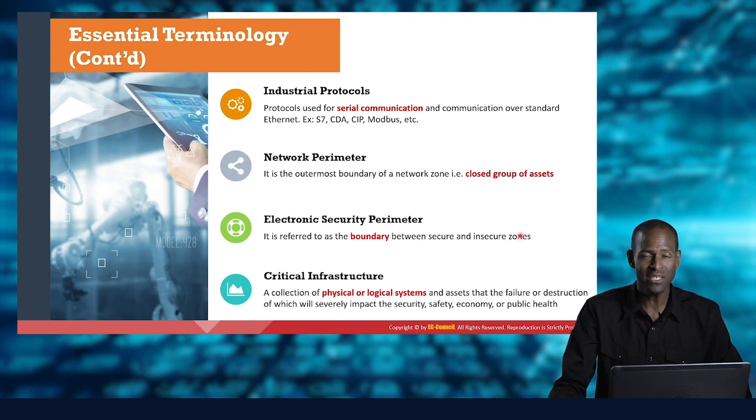We may have some assets, some OT assets that don't require the same security as the secure zone OT assets. We also have critical infrastructure. This is a collection of your physical systems, your programmatic systems, your logical systems, that if they fail, can cause massive problems: public health, economic issues, destruction, security issues, etc.